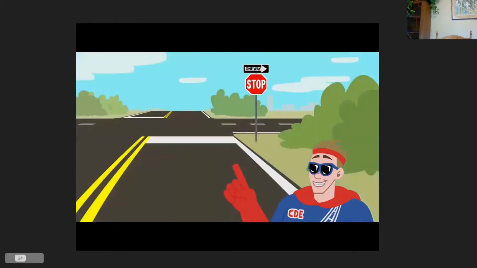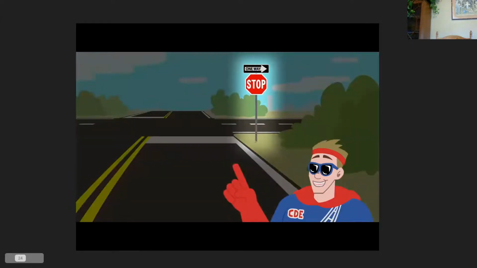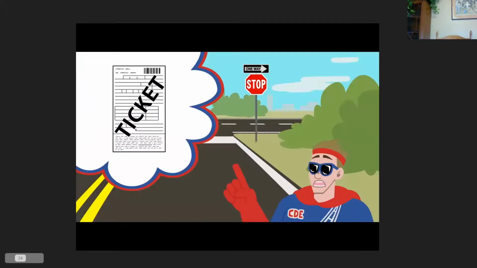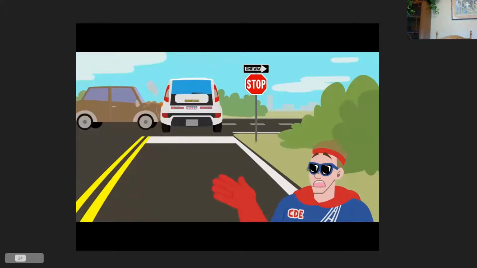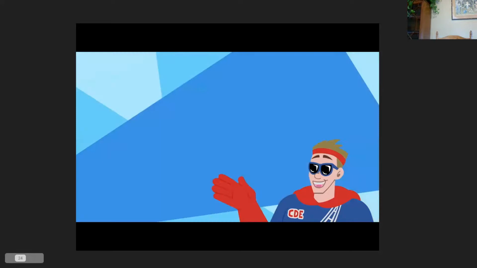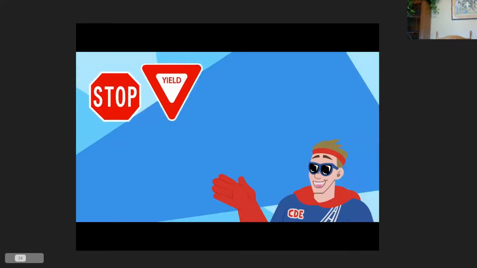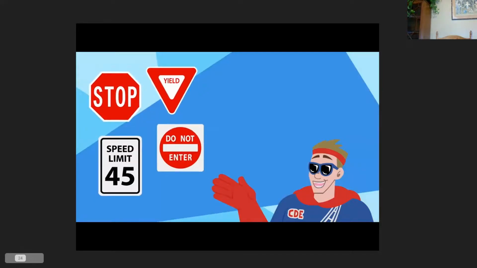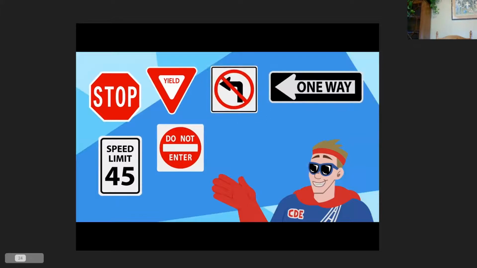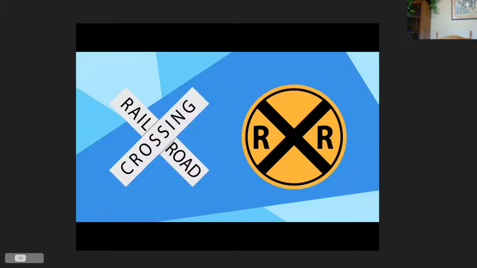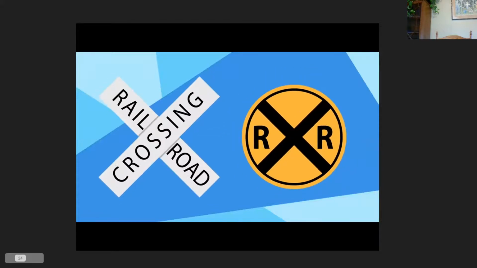It is very important that I scan the road for these signs. If I miss them, I could get a ticket, or even worse, cause an accident. Examples of regulatory signs include stop, yield, speed limit, do not enter, one way, no left and or right turn, and wrong way.